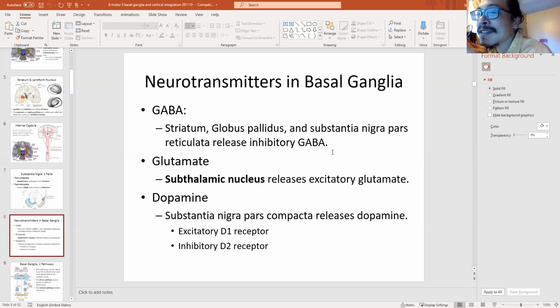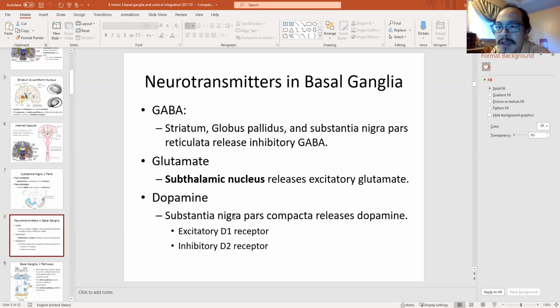Right, so this is an inhibitory area where everyone releases inhibitory signals, but inhibitory to inhibitory becomes excitatory. So it really depends on how we put the two together. GABA is the major neurotransmitter in the basal ganglia. We also have one nucleus that releases glutamate, the only excitatory neuron nucleus. That's the subthalamic nucleus.